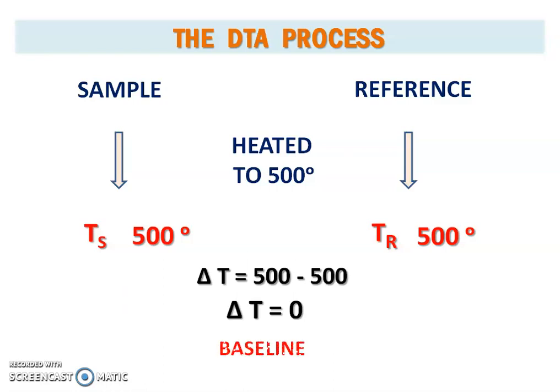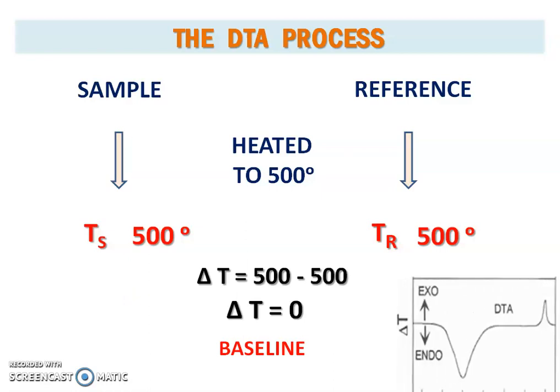A 0 delta T value will give you the baseline of a DTA curve. So let's see the DTA curve now. Notice the x-axis of the DTA curve and notice that up till 500 degrees, the DTA curve is a flat line. This means that up to 500 degrees, my sample is pretty stable and is not undergoing any kind of reaction, neither endothermic nor exothermic. Throughout this range, the sample temperature is exactly the same as the reference temperature, and so the delta T value is 0. You can also see the dips and the upward peak, which will be discussed in the coming slides.